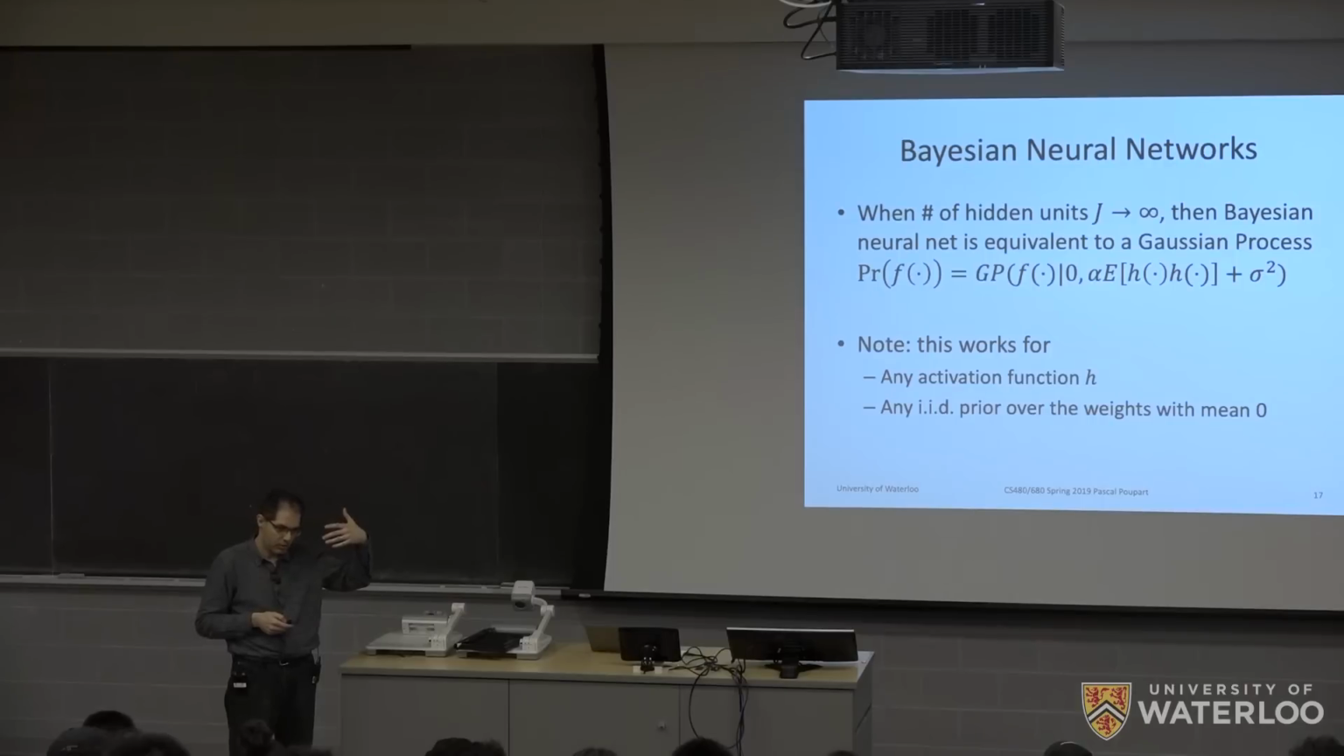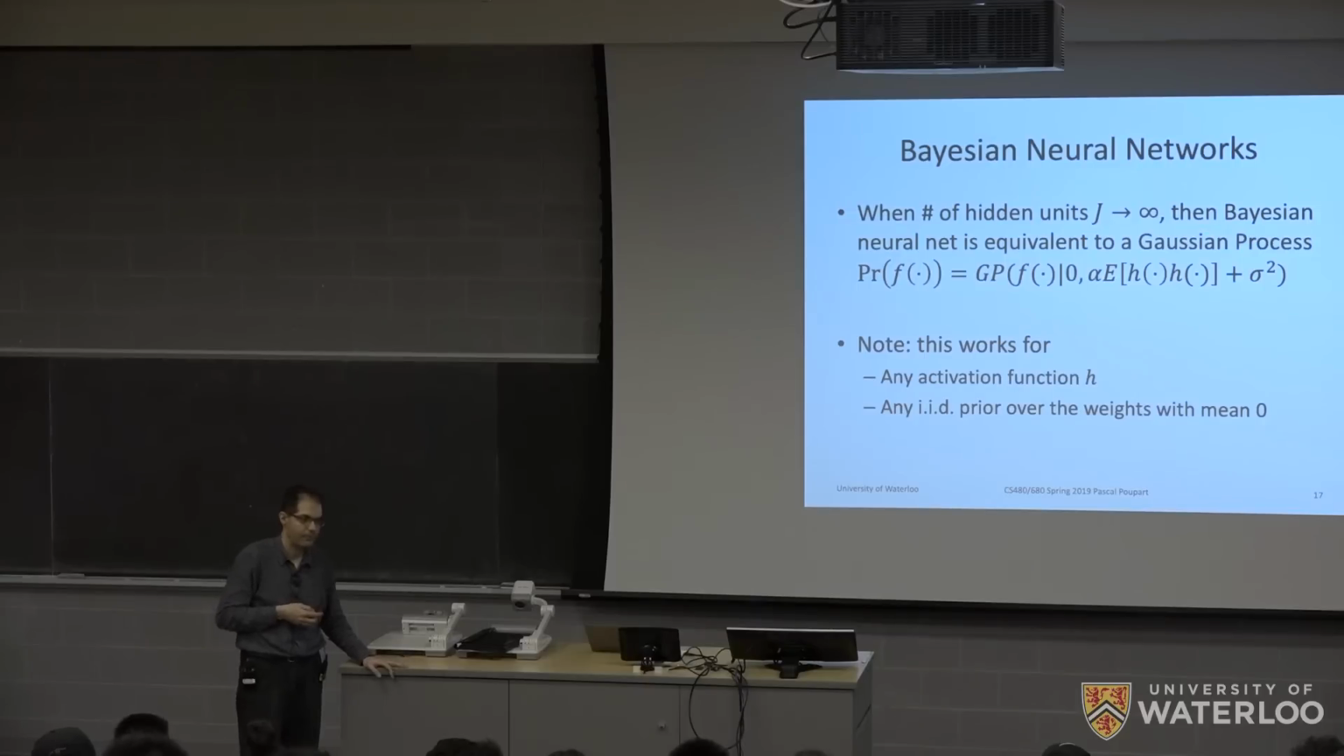Now, when we say it's a Gaussian process, it should have a mean and a variance, right? And that's what we computed. So it has mean 0, and it has this variance here.